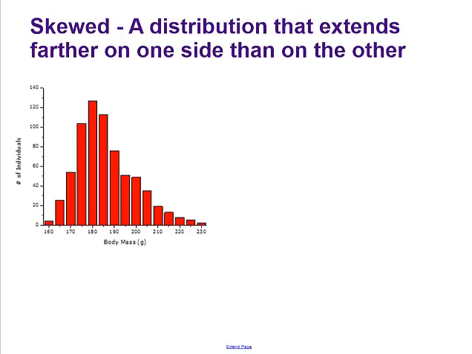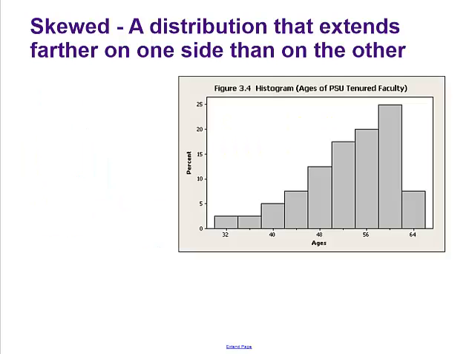The next one we are going to talk about is a skew distribution. It extends farther on one side than on the other. There are two types. Here, the tail of this graph goes towards the right, so we say this graph is skewed to the right. On this graph, the tail heads towards the left, so we say the graph is skewed to the left.